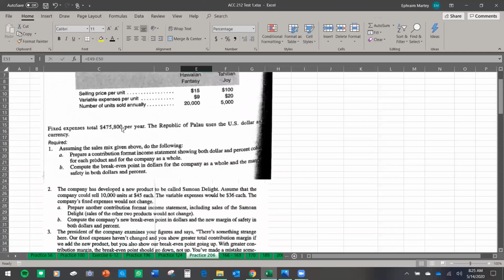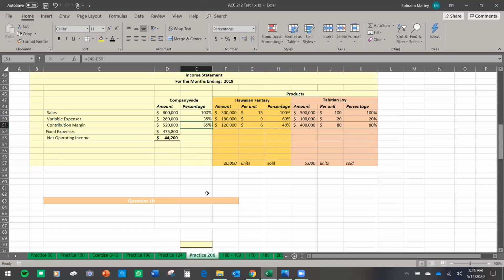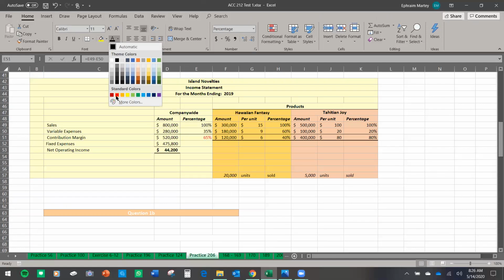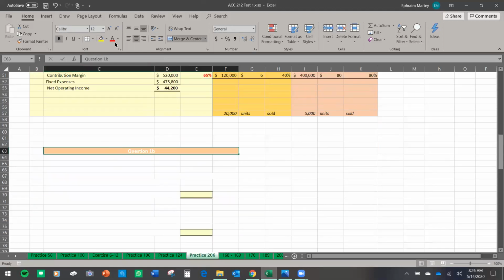What do they want us to do? 1B says compute the break-even point in dollars for the company as a whole. Aha. And a margin of safety in dollars. Okay. So break-even point for the company as a whole. That means we're not going to use this one or that one. We're going to use this: the contribution margin for the company as a whole. The 65% is what we're going to use.